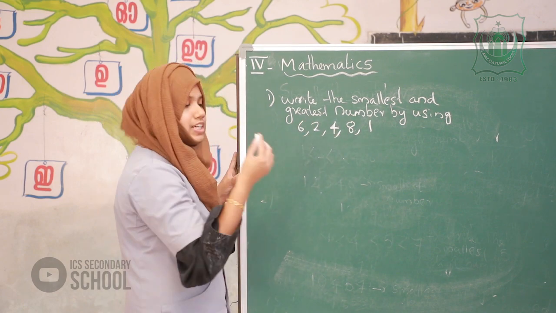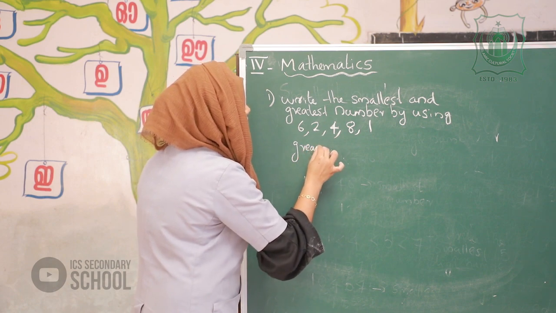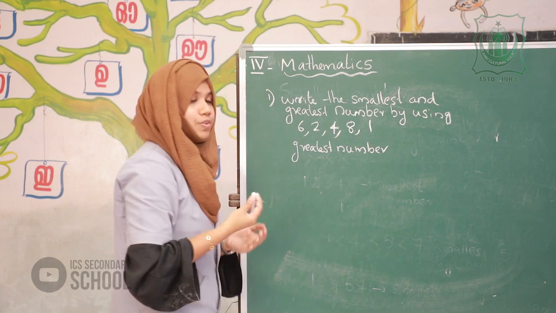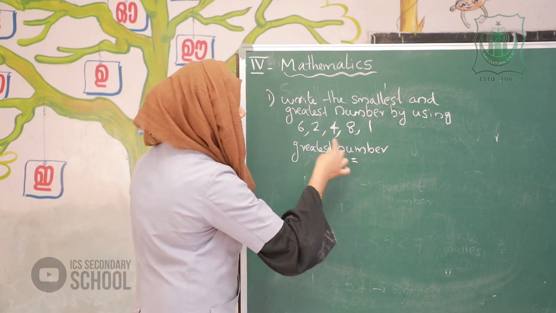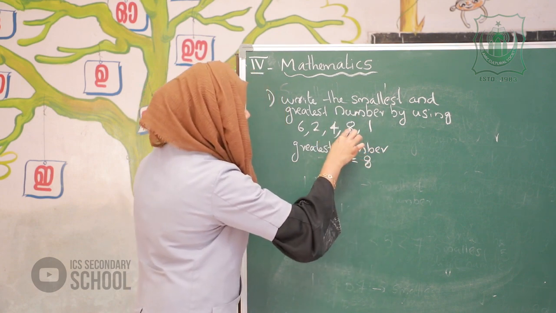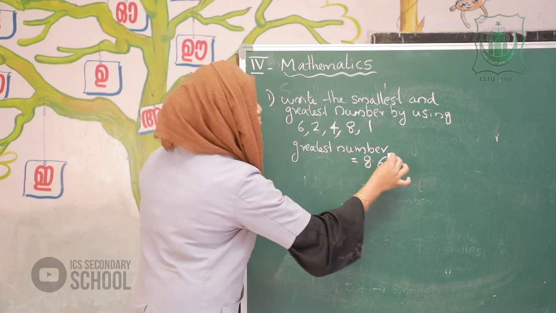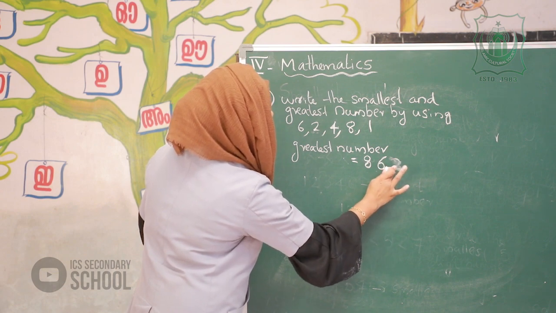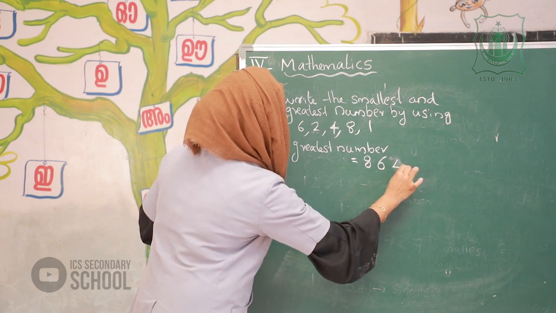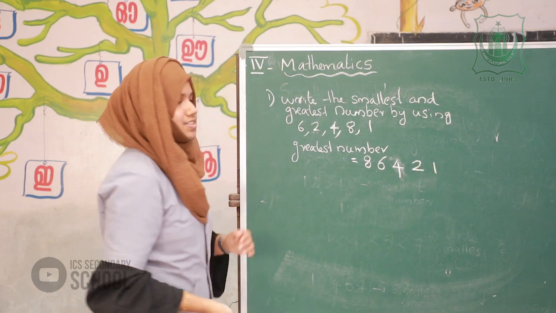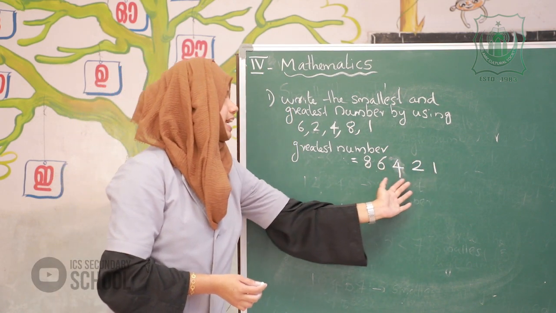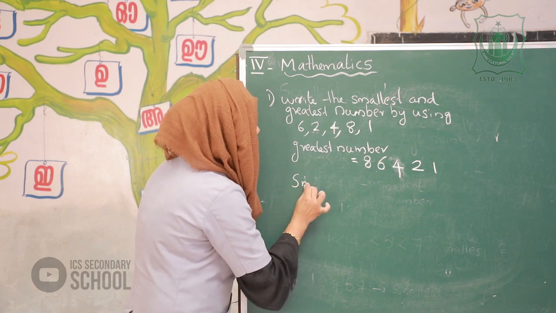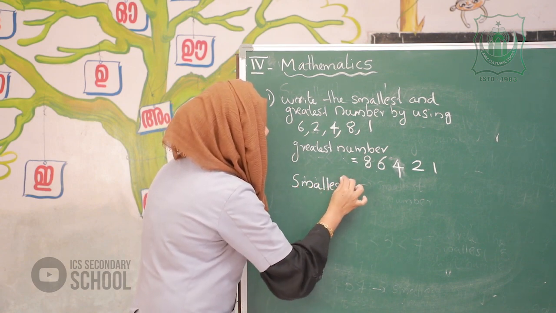Okay, so how to find the greatest number? First write the greatest digit first, then 6, then after 6, 4 is there, then 2 and 1. Okay, this is the greatest number that can be formed from these digits. And how to find the smallest number?